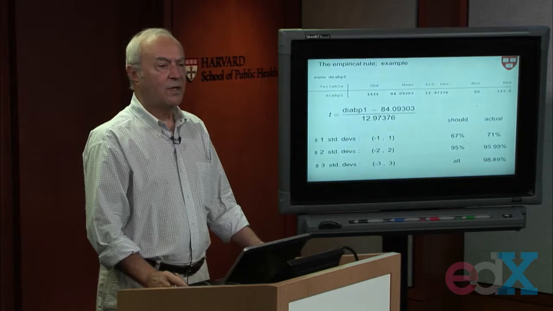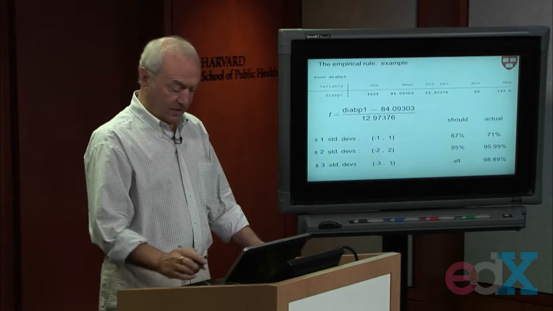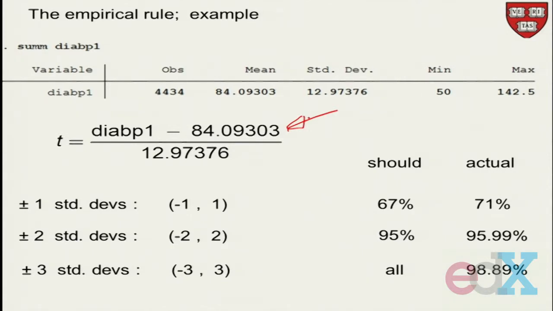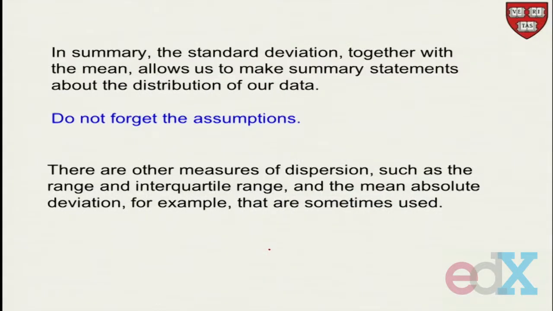And here we go. With our diastolic blood pressure, the mean was 84, standard deviation was 12, and so there's our t value. And then mean plus or minus 1 standard deviation is between minus 1 and 1, mean plus or minus 2 standard deviations is minus 2 and 2, mean plus or minus 3 standard deviations is minus 3, 3. So in summary, the standard deviation together with the mean allows us to make summary statements about the distribution of our data. Do not forget the assumptions. The assumptions are of symmetry and of unimodality.